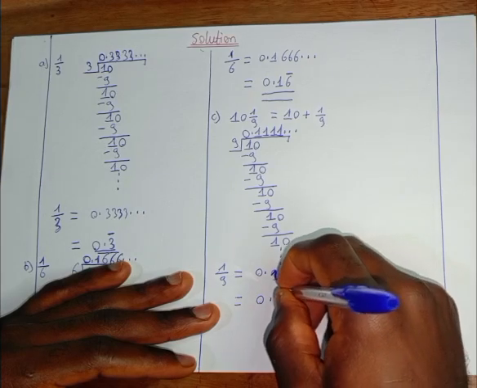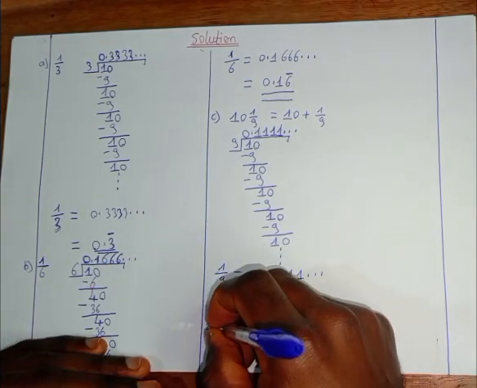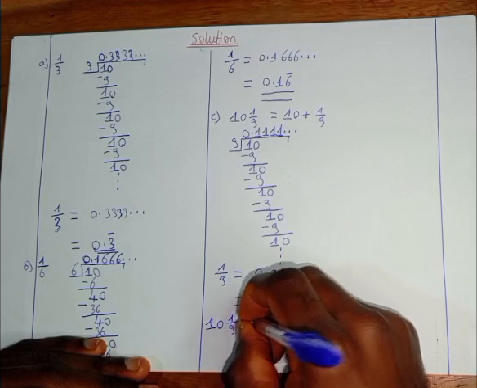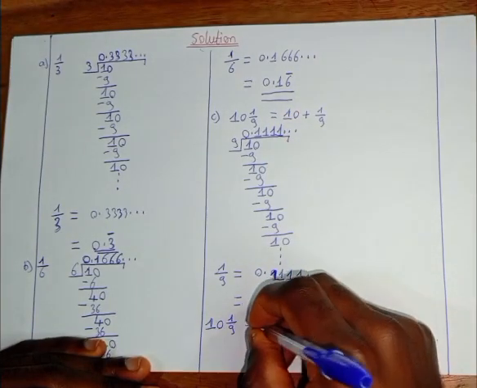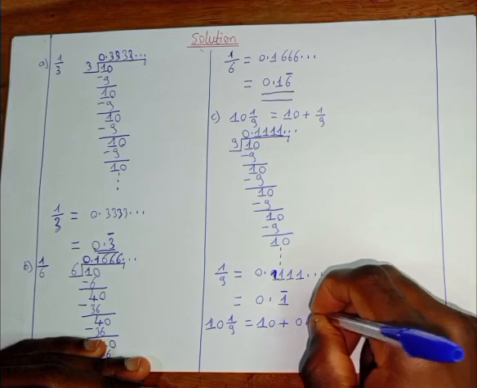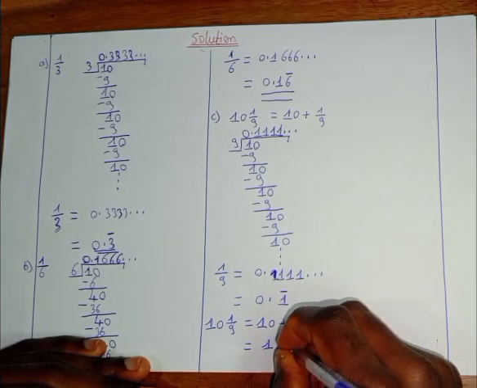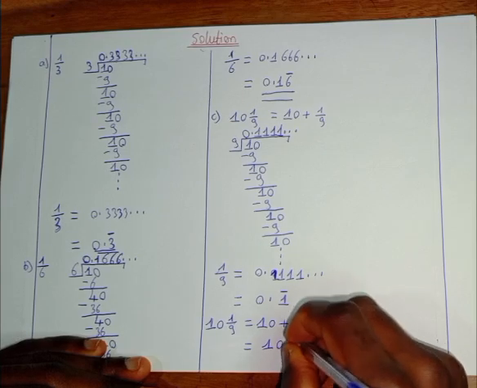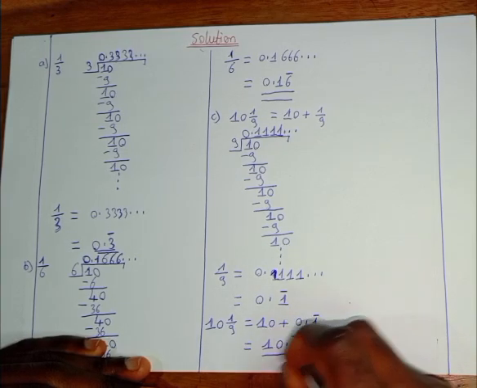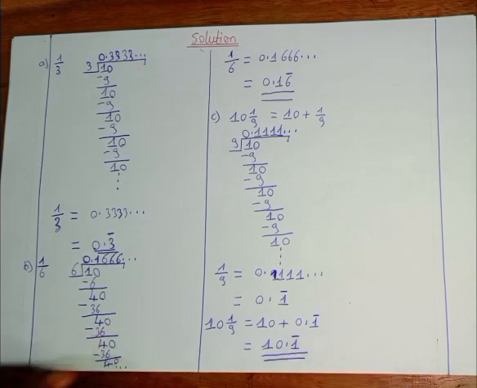0.1 with a bar above. Mixed fraction 10 and 1 over 9 will simply be equal to 10 plus 0.1 with a bar above, which is simply equal to 10.1 with a bar above 1 after the decimal point. So it simply means the digit 1 after the decimal point repeats, continuous repeating right up to infinity.